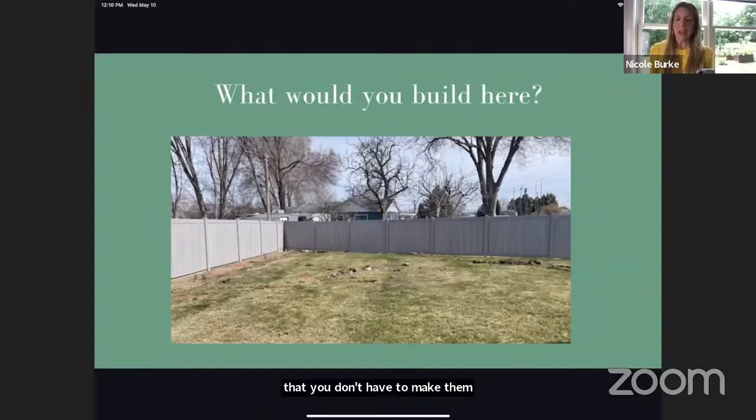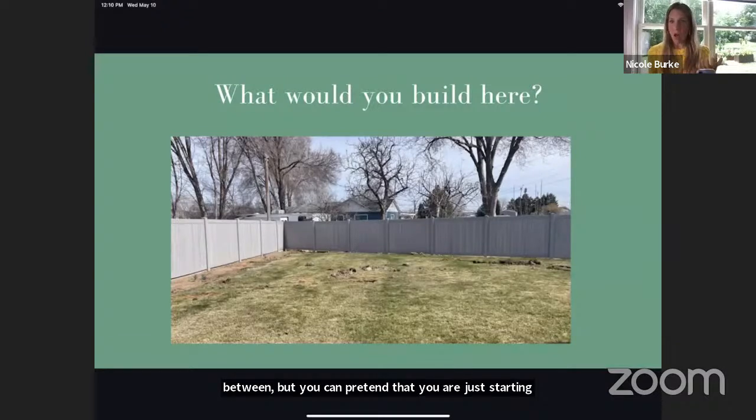To do this, I want to ask you what you would build here. On your workbook, you can draw out what you would build in this space. So this is one of our Kitchen Garden Academy students' yards. You might have a large yard, a small yard, something in between, but you can pretend that you are just starting out. What kind of vegetable garden, how would you set up this space?